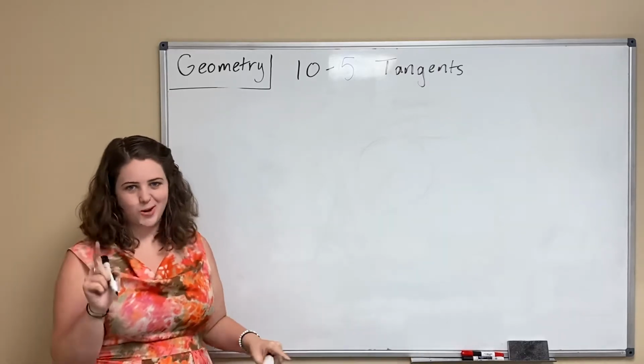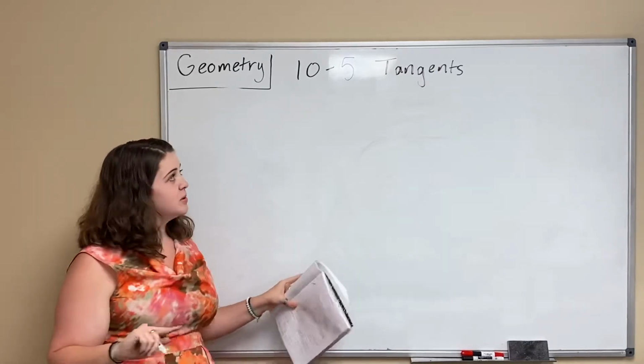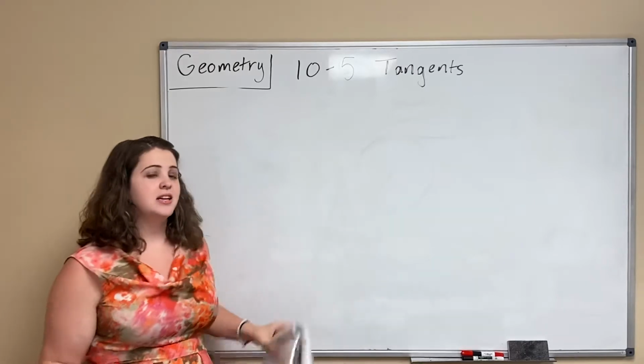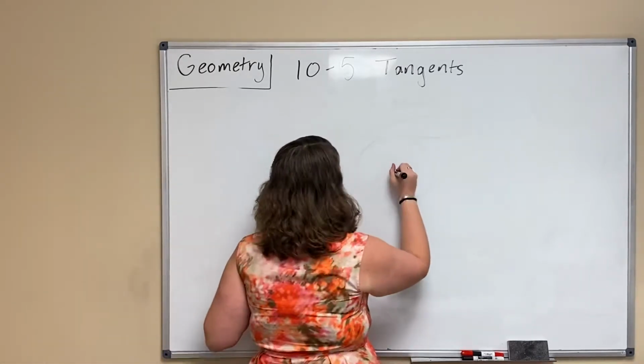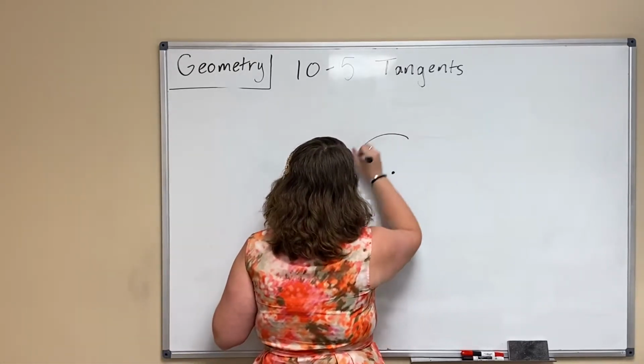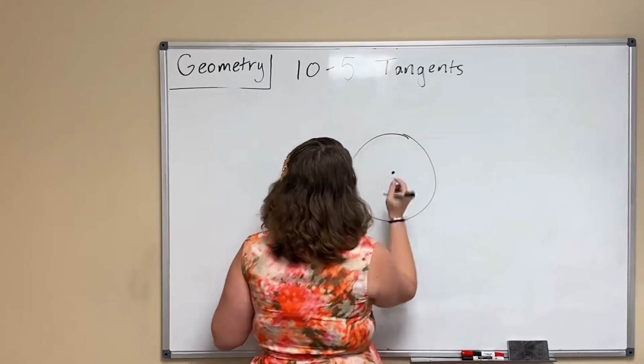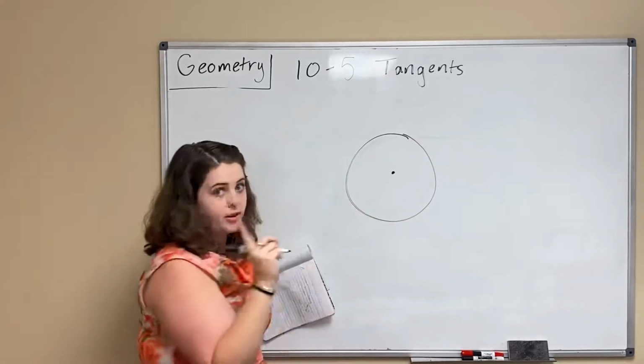Okay, welcome back to math class. Today we're going to talk about something called tangents. Now a tangent is a line or a line segment that intersects our circle at exactly one point.